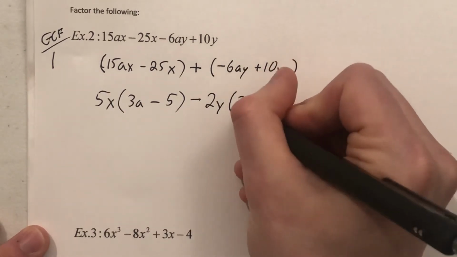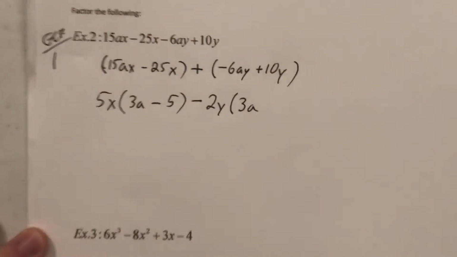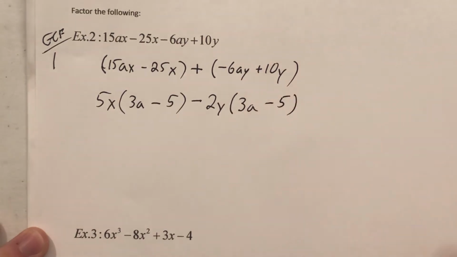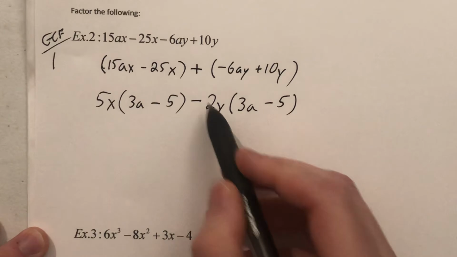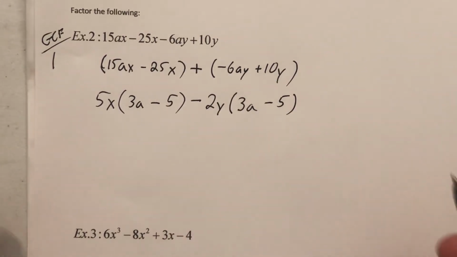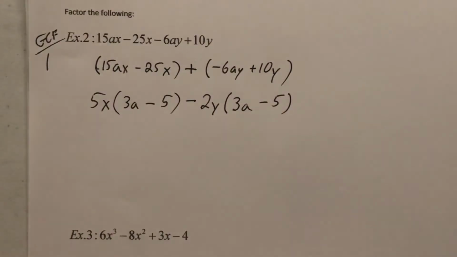Negative 2 times a positive 3 would give me negative 6. And we have the y, but we need the a. Negative 2y times a negative 5 would be all I need to get back to the negative 10y. And again, remember, anytime you factor out a negative sign, really, you just remember your signs are all going to change. That's the effect that has. And then you can move on to the GCF itself.